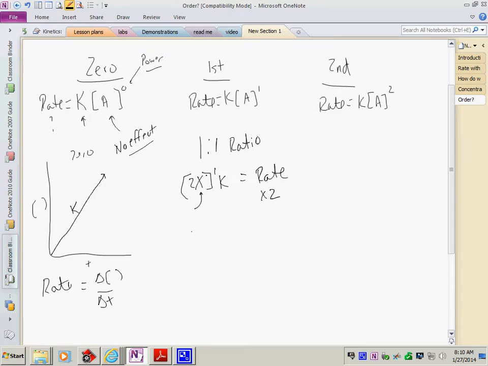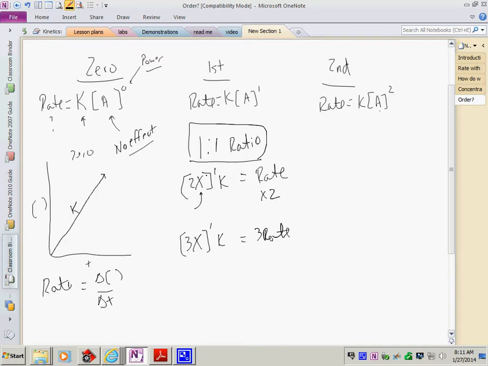If I were to then take my concentration, triple it, 3 to the first power is 3, therefore 3 times K equals 3 times my rate. It's a 1-to-1 ratio. You should be able to sort of understand that.